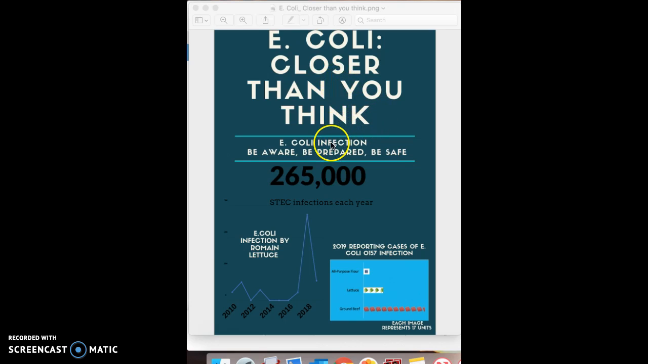My first point is how many pathogenic infections of E. coli there are each year. This is a very large number, as you can see, 265,000, and a great attention grabber for this reason. When people realize the severity of the impact, they will continue reading the infographic. This demonstrates hierarchy of information.